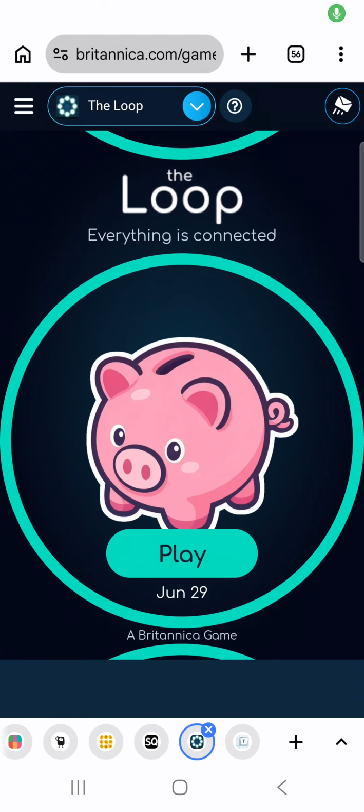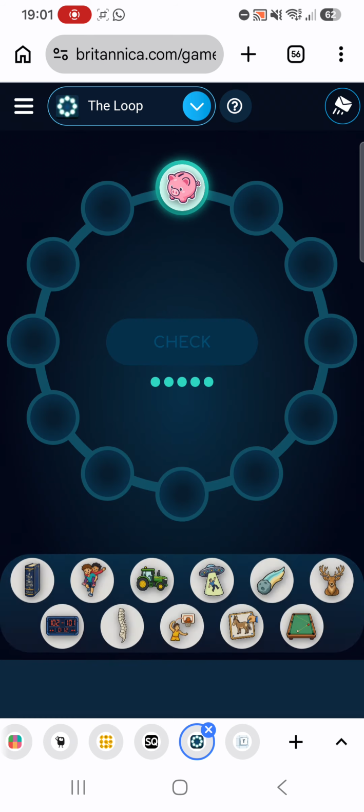Hello again, welcome to today's attempt of a loop puzzle. This is the game where you have to put the pictures into a loop such that everything is connected, as it says, i.e. each picture is connected in some way with the ones on either side of it.